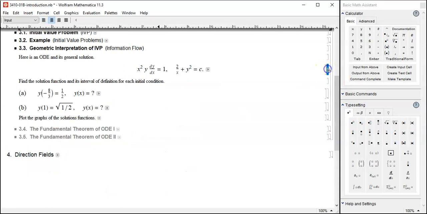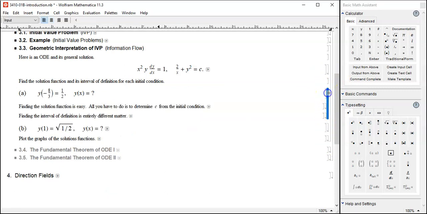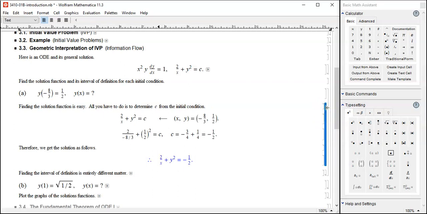Well, let's answer the question. In short, they're not related. Let's see. This is the implicit solution given. And finding out the C value, that's not too bad. You should be able to do that. Plug in and then find out for C. And then we get the solution. Great. Getting the solution is easy once you have the general solution.